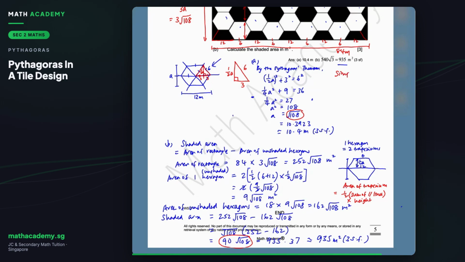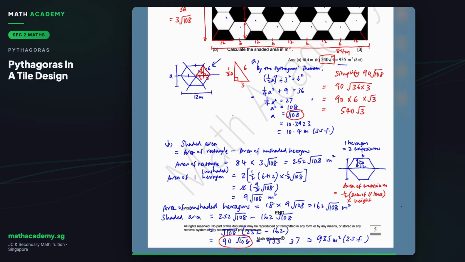I'll show you how to simplify this because you see that the answer here is 540 root 3. You can simplify your 90 and root of 108 like this. So 108, I can break it up into 36 times 3. I can take the square root of 36 and the square root of 3 separately. The square root of 36 gives you 6, and the square root of 3 is an irrational number, so I will just leave it as root 3. So 90 times 6, you get 540 root 3. So this is how you get this.